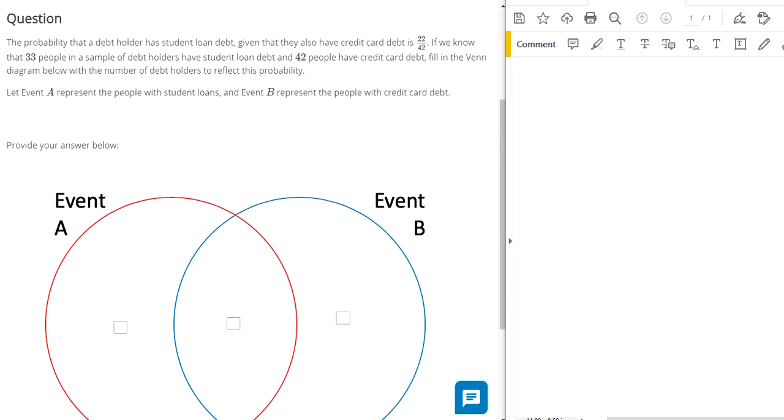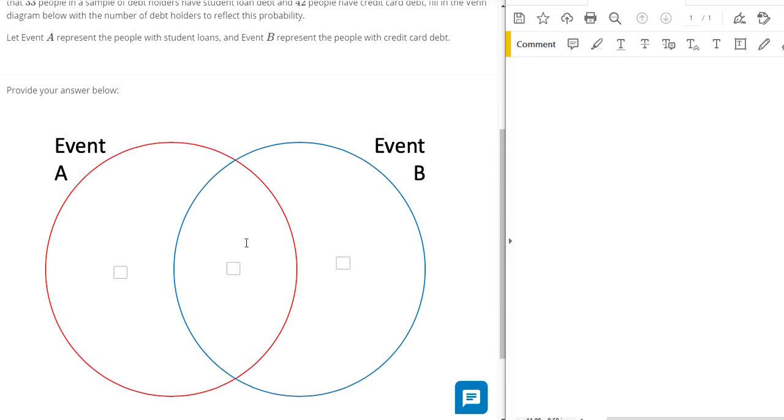The probability that a debt holder has a student loan debt, given that they also have a credit card debt, is 22 out of 42. So actually, before we read on, I think it makes more sense when you're looking at this Venn diagram. A is the event that a person has a student loan. So this is event A over here, having student loans, and then the blue circle represents people with credit card debt. So this is credit card debt in the blue.